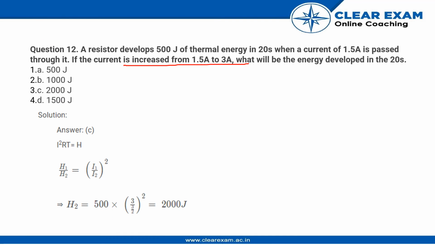So the energy that will be developed in the 20 seconds for a 3 ampere current passed through the resistor is 2000 joules.